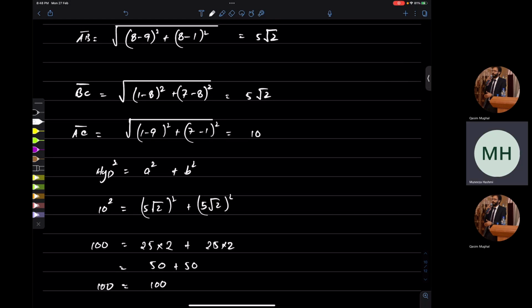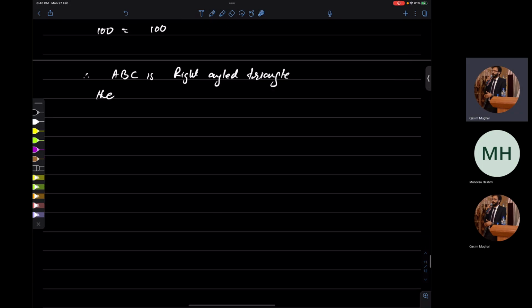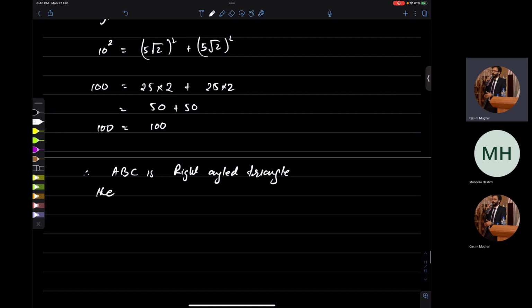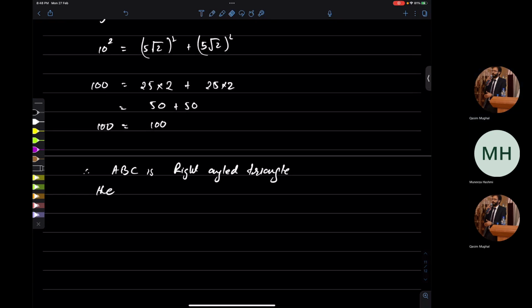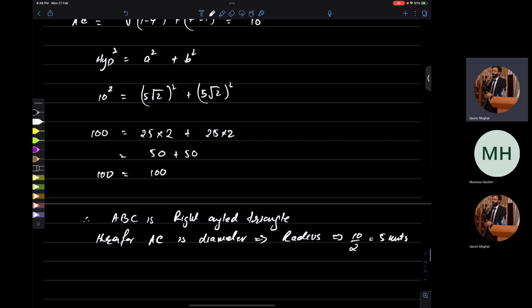The longest length. Yes, the longest one. AC, the hypotenuse, is actually the diameter here. Therefore, AC is the diameter. So this implies that the radius is going to be half of 10, which is 5 units, isn't it?